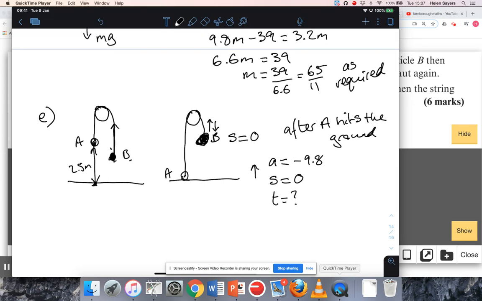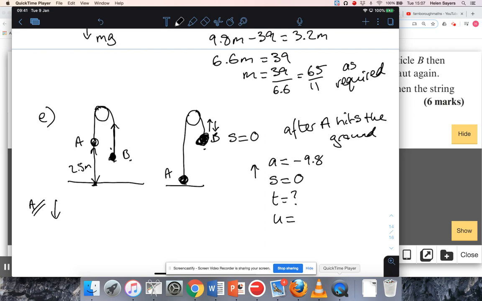Okay, and I don't currently have any other information, so I'm going to need to go back to before A hit the ground, or the point at which A hit the ground, and if I can find the velocity that A was travelling at when it hit the ground, that will be the velocity that B was travelling at, and that will be the initial velocity for this part of my calculation. So when A hits the ground, I'll do it in terms of particle A, but it's going to be the same if it's A or B.